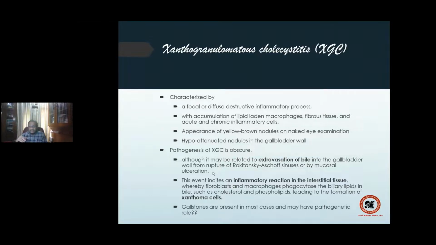So these events incite an inflammatory reaction in the interstitial tissue, and you have an accumulation of fibroblasts and macrophages, all laden with biliary lipids, and these are known as xanthoma cells. Because of the identification of these xanthoma cells, it is known as xanthogranulomatous cholecystitis. Remember that. This is an important histological feature which gives the typical name to this form of cholecystitis. Gallstones are present in most cases, but whether they have a pathogenic role or not, we don't know.